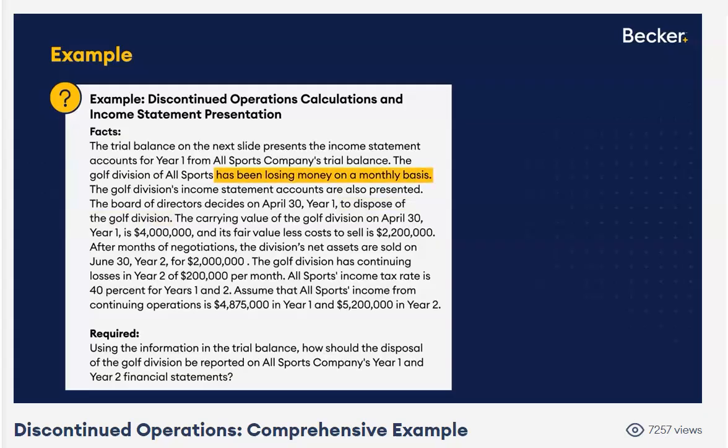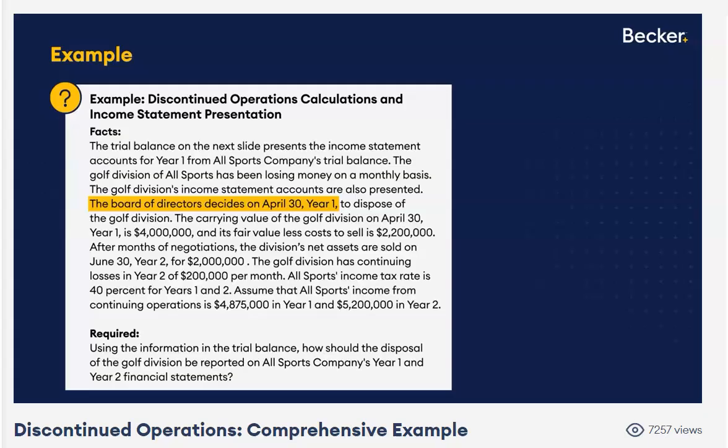Okay, now the golf division's income statement accounts, they're going to give us in a second. We'll see that. The board of directors decides on what date? April 30th, year one. That's very important to dispose of the golf division. Stop right there. I don't care if they sell it in year one or not. Once they adopt the plan to sell it, now the discontinued operation rules apply. Okay, it's being held for sale.